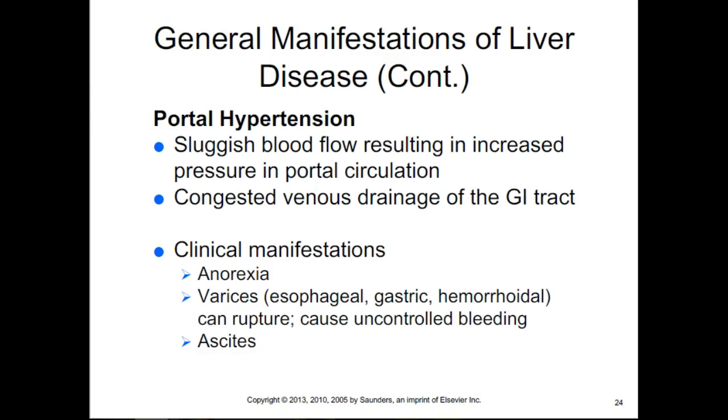Right, so portal hypertension, again, is sluggish blood flow resulting in increased pressure in the portal circulation. And then this causes a congested venous drainage of the GI tract. So portal hypertension causes a backflow problem, yes? The GI tract is not going to be able to deliver its blood efficiently and effectively to the liver. So some manifestations include anorexia, and you have esophageal, gastric, and even hemorrhoidal varices, which can rupture, causing uncontrolled bleeding, and ascites, which is accumulation of fluid in the abdomen, in the peritoneal cavity.